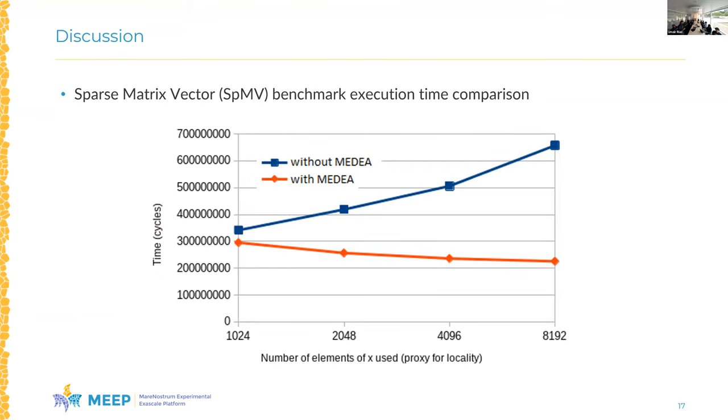So to wrap up the discussion, we have a result. This is a sparse matrix vector benchmark, and this is the execution time analysis. You can see on the x-axis we have the number of elements used, and on the y-axis we have time or cycles. As you increase the number of elements, without Media the graph goes linearly up, but with Media it is more or less constant. The difference is much more visible if you go for a large number of elements. This is the result we get from the sparse matrix benchmark on the current model. But keep in mind, we don't have the prefetcher yet in this model.